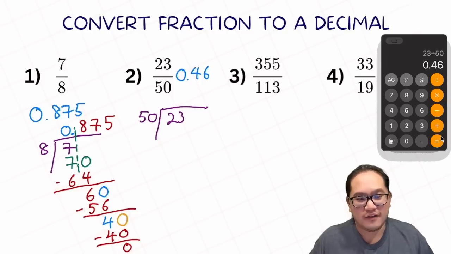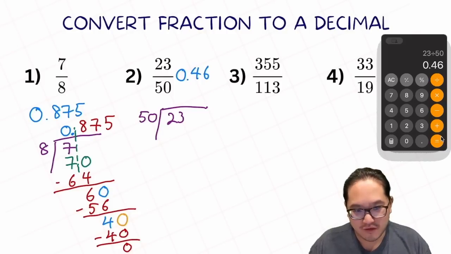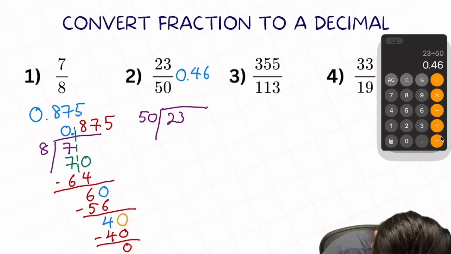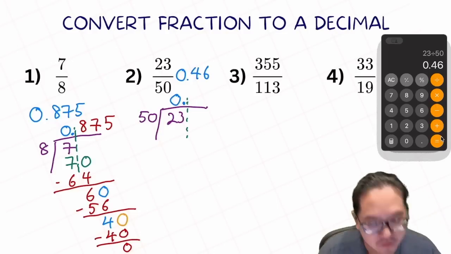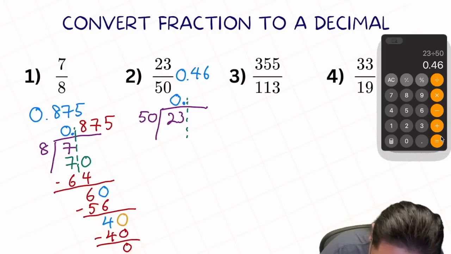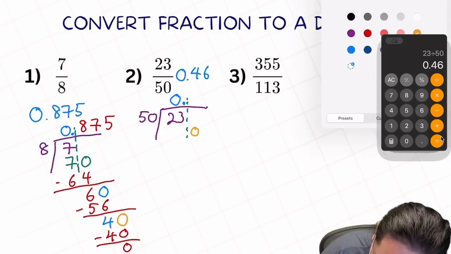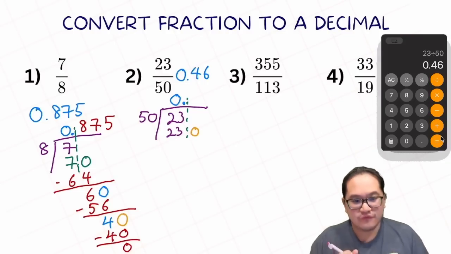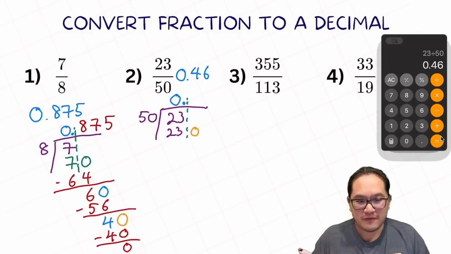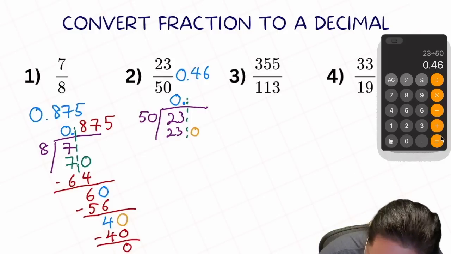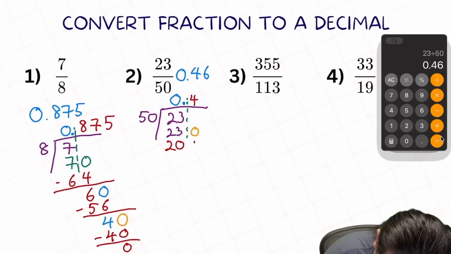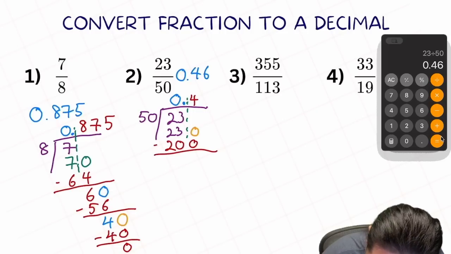We already know, right? 50 is way more than 23, so we can't divide that. So we're going to mark this right here and put a 0 and a decimal. Okay, so the next step is we're going to add a 0 behind it. So now we have 230. Can 230 be divided by 50? Yes, we can, right? We know that we can divide it by 4. We got 200, and we're left with 30.